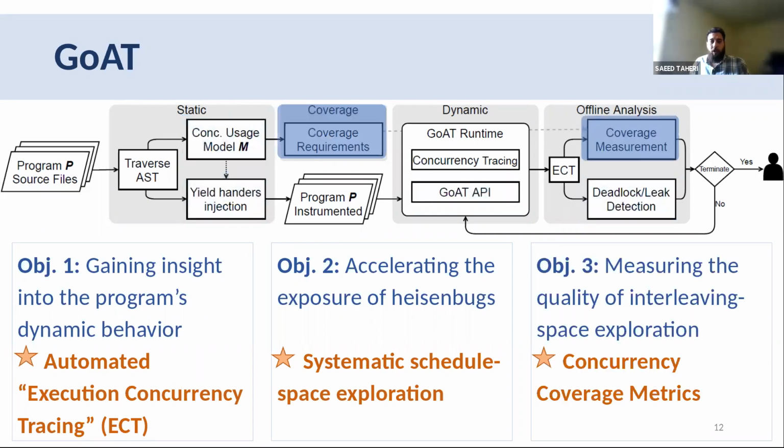Finally, to measure the quality of our interleaving exploration method, we derive a set of rich concurrency coverage requirements from the concurrency usage model to measure during testing iterations and make sure that we are covering possible concurrent scenarios. And at last, once we detect a bug or we reach an upper bound for coverage percentage, GoAT terminates testing iterations and generates reports and visualizations for the user for further analysis.